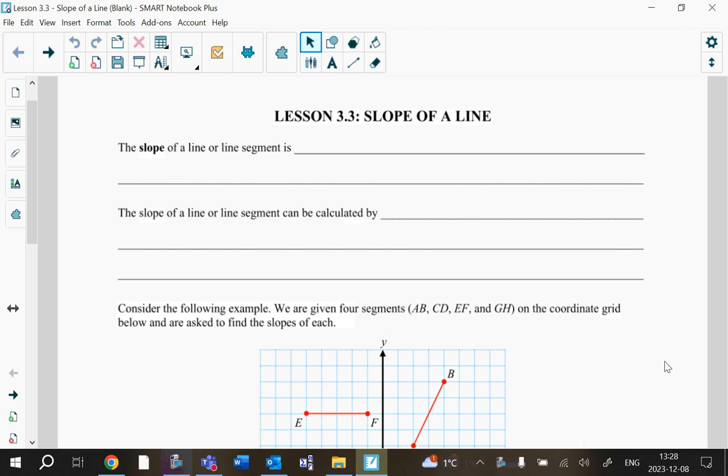We've talked about distance. We've talked about midpoint. Another characteristic of lines or line segments, either one, is slope. Anybody know what a slope of a line is? Don't ask me how to find it. Tell me what it means.